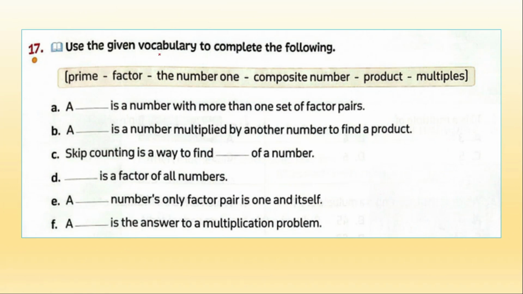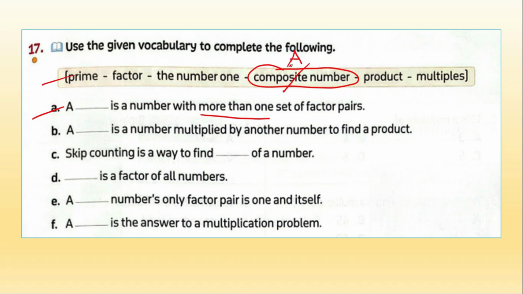Use the given vocabulary to complete the following. Here we have prime, factor, the number 1, composite number, product, and multiples. Okay, letter A or number 1. Which one is a number with more than one set of factor pairs? That means more than 2 factors. That refers to a composite number. So composite number for the first one.